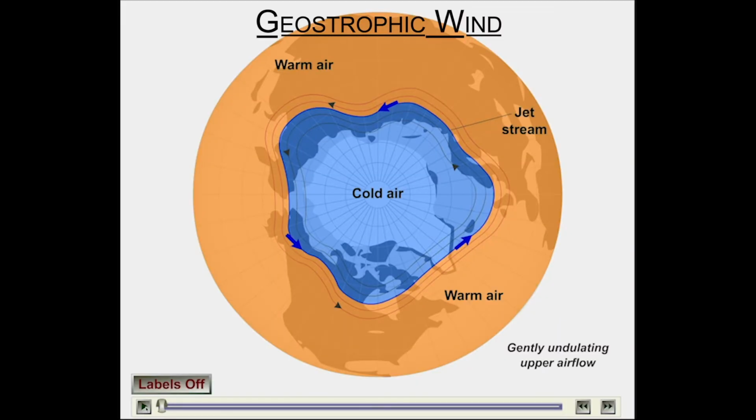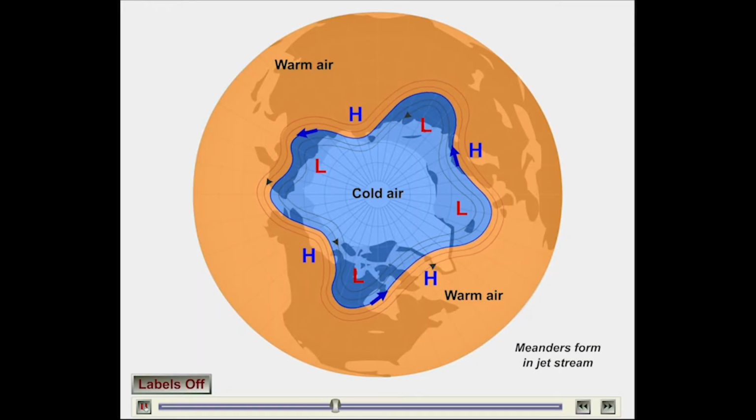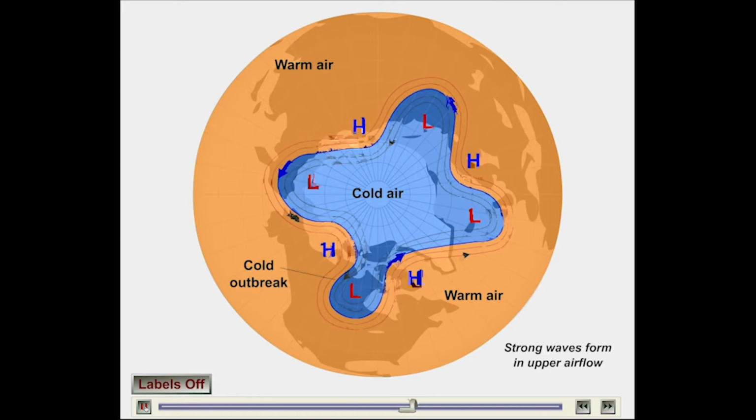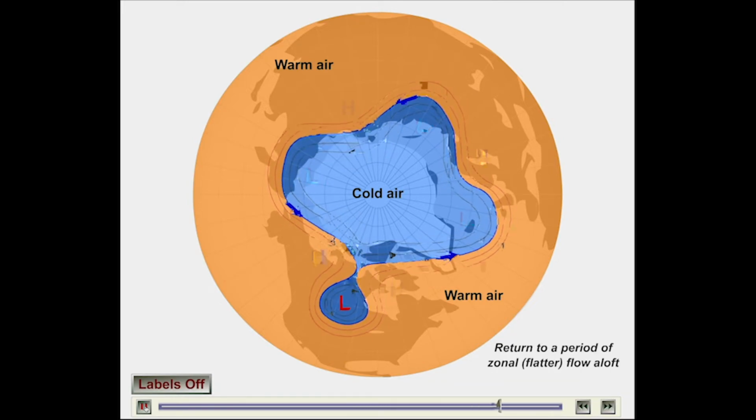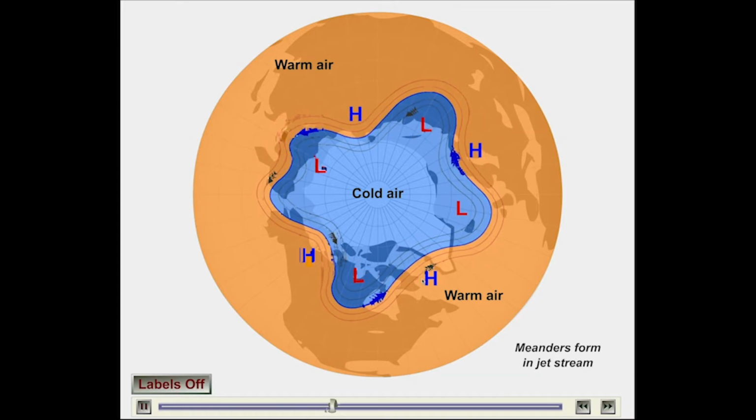Okay, now we're going to take a look at the jet stream, how the jet stream evolves. And in the animation here, what you'll see is this undulating amoeba-like mass of cold air at the high latitudes, looking down directly upon the North Pole. A ridge forming here, a ridge here, trough here.